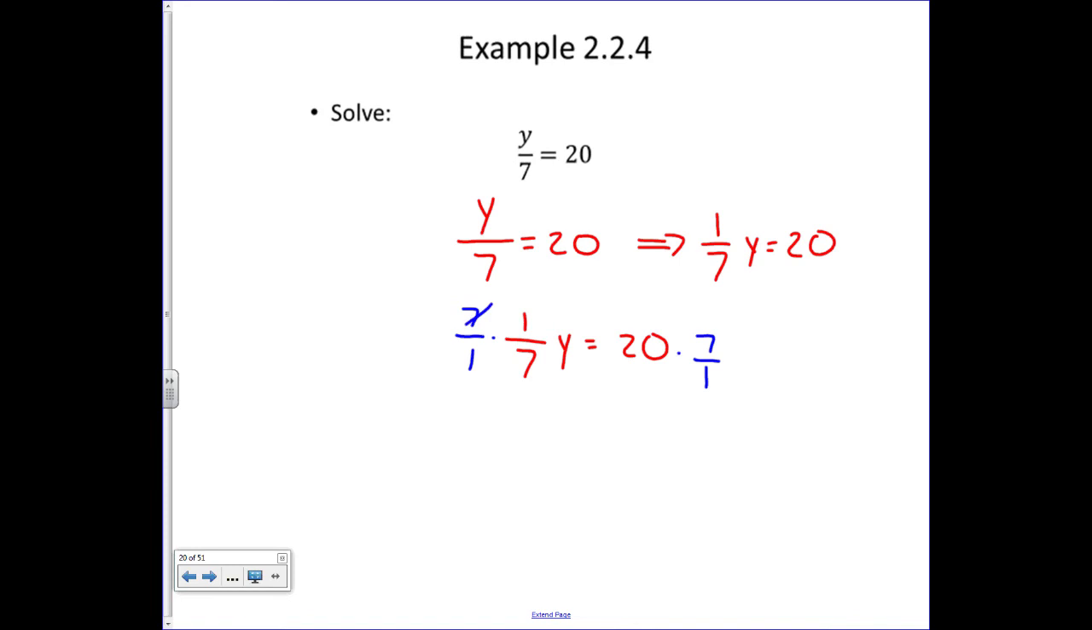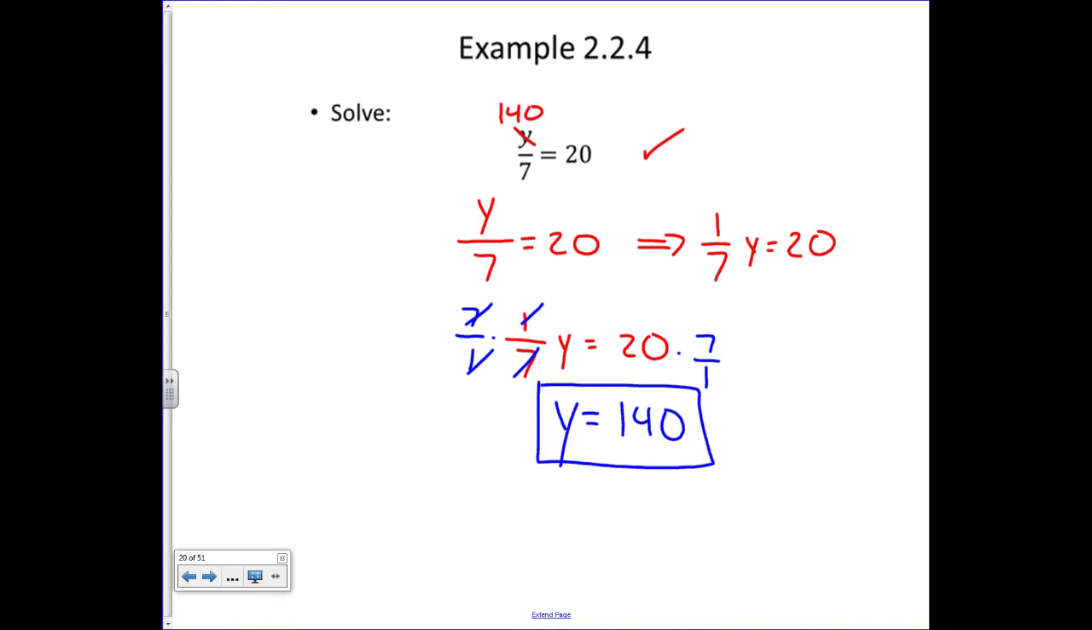7 over 1 times 1 over 7, those all cancel, and we're left with y. And 20 times 7 is just 140. Remember that we can always go back in these equations and check our answers. So we started off with y over 7 is equal to 20. If we replace y with 140, well, 140 divided by 7 is equal to 20. And it works out. So we know we got the right answer.